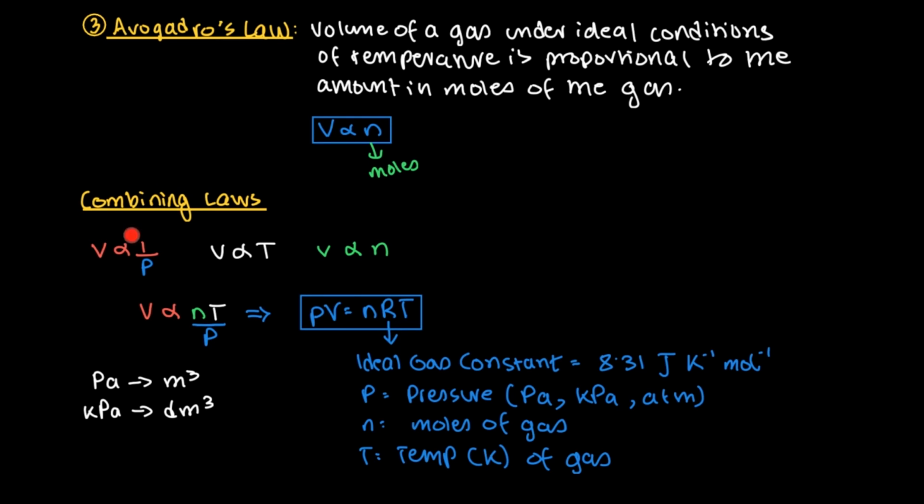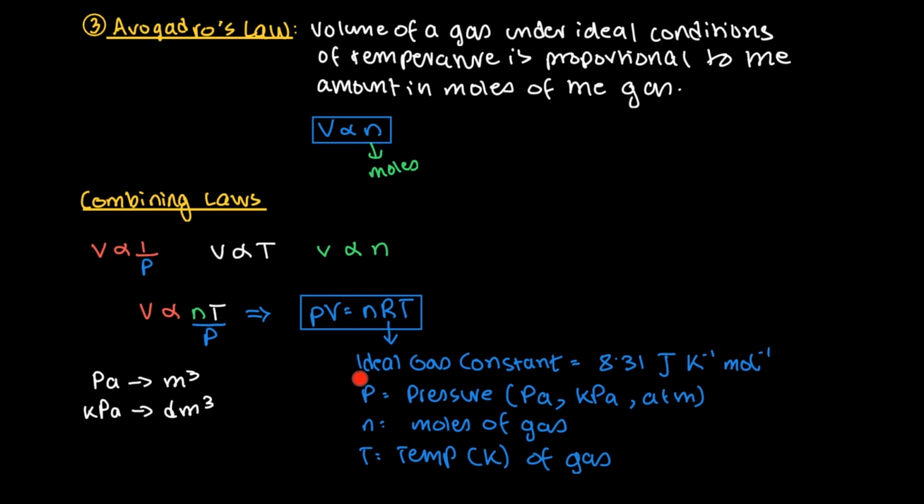Now we're going to be combining these laws to form one particular equation. Volume is directly proportional to the number of moles, n, which is this equation that I marked in green. Volume is also directly proportional to temperature, which I've marked in white. And volume is inversely proportional to pressure, which I've marked in P. Now, like we did in the previous laws, in order to remove the proportionality sign, we are going to be adding a constant, which in this case is R. R is the ideal gas constant, and the value for this is going to be 8.31 joules per Kelvin per mole.